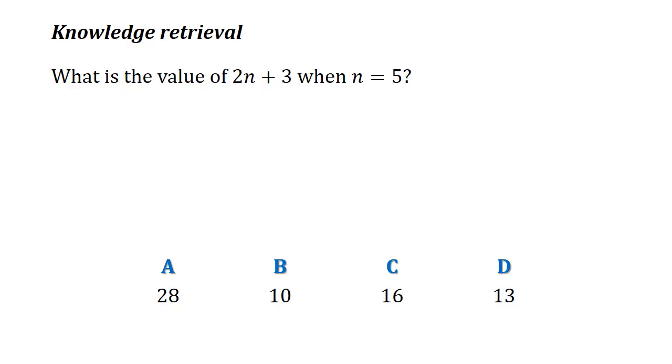This is a substitution question. We're asked to work out the value of this expression when n is equal to 5. It means we need to replace that n with a 5. We need to remember that 2n means 2 multiplied by n. Therefore, when we swap the n for a 5, we end up doing 2 times 5 plus 3, which is 13.